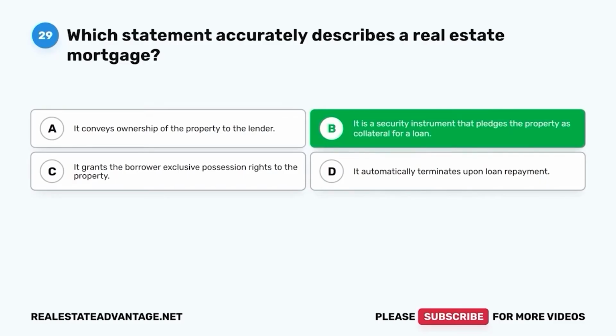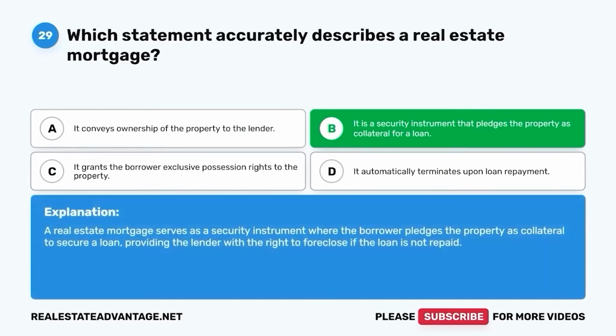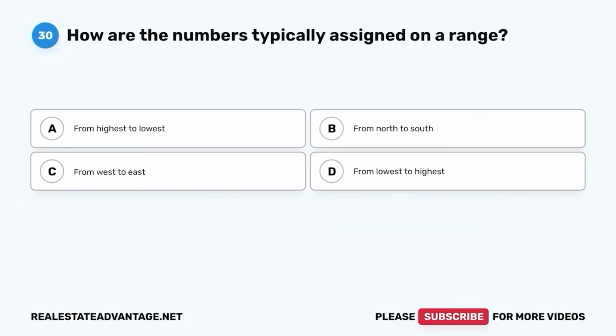It is a security instrument that pledges the property as collateral for a loan. A real estate mortgage serves as a security instrument where the borrower pledges the property as collateral to secure a loan, providing the lender with the right to foreclose if the loan is not repaid.